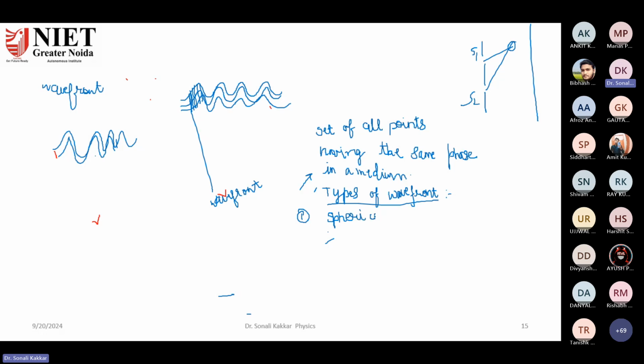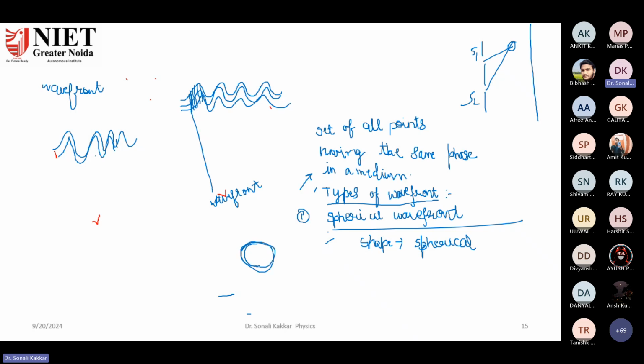So how does it look like? I'm asking how a spherical wavefront looks like. What is the shape of spherical wavefront? The shape is spherical, the name is clearly telling us, right? So it looks something like this. Now I'm drawing in 2 dimensions. In 3 dimensions, it is a sphere.